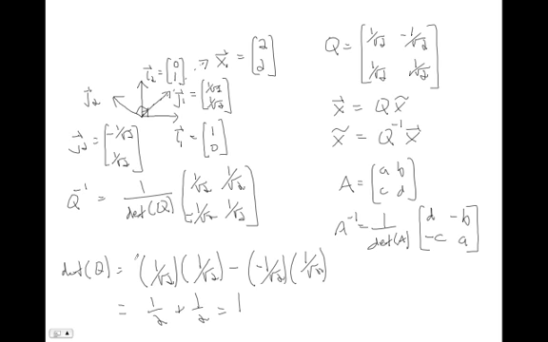And so now I have the determinant. 1 over the determinant is just 1, and so I've already solved for Q inverse. This is Q inverse here. Equals Q inverse, because this is a 1. 1 over 1 doesn't change anything. So now I have Q inverse. So now I need to find what x tilde is.